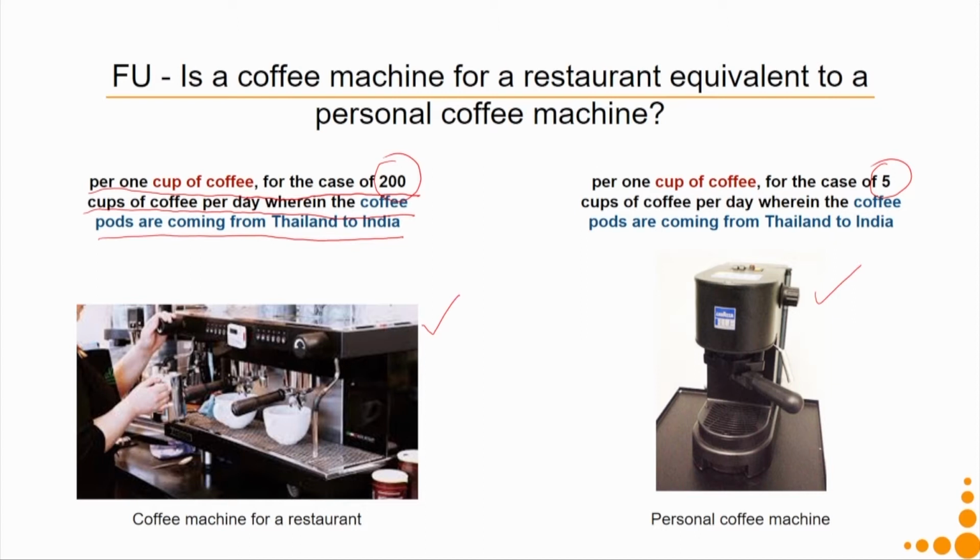The amount of material and the amount of energy that goes into it is supposed to be distributed over a larger number of cups of coffee for the restaurant machine, and hence will give you an altogether different kind of eco burden than that for the personal machine. Hence the functionality of both these machines is very different. So we cannot compare these two machines against each other in terms of life cycle assessment.